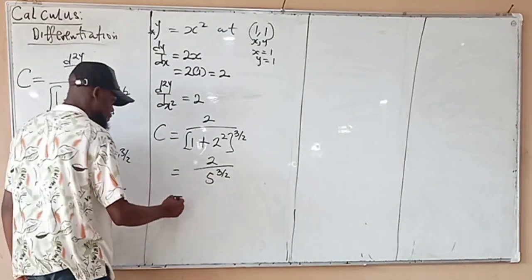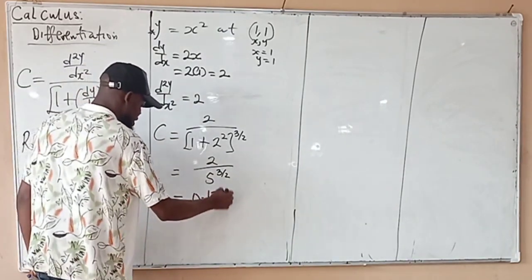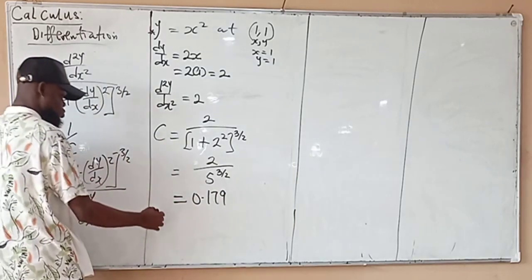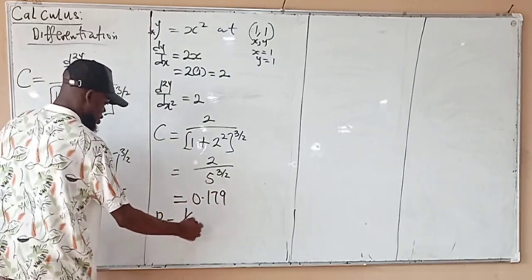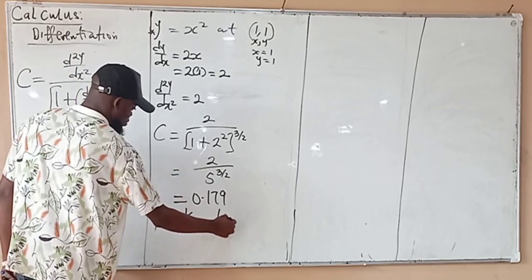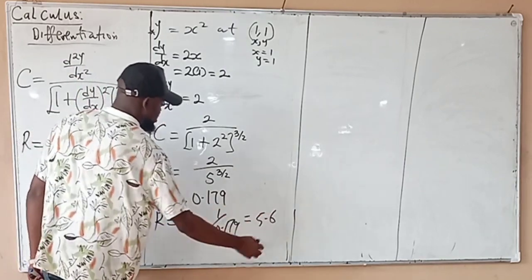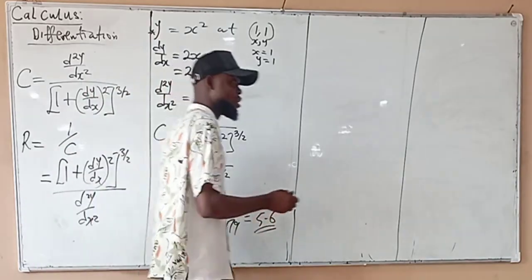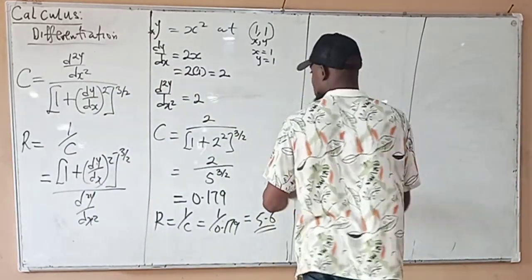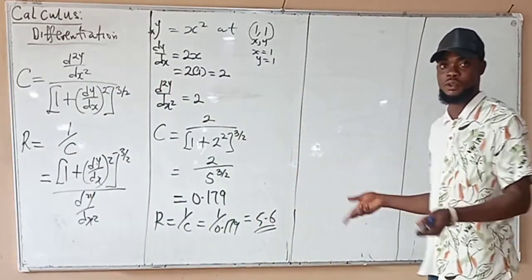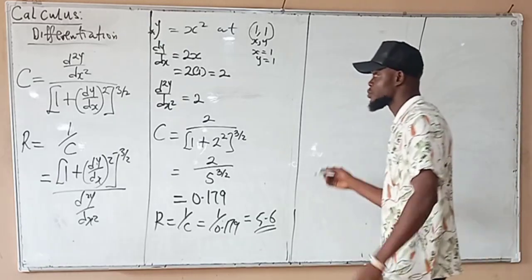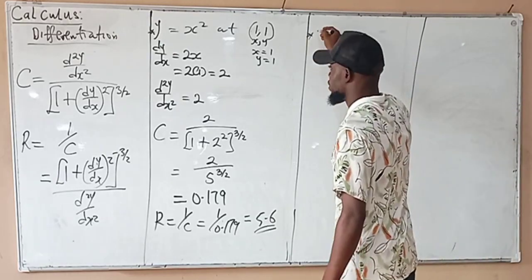So we are going to have 0.179 for our curvature. While the radius of curvature will be 1 over curvature, which is 1 over 0.179. That will give us 5.6 units. So both of them are in units, not square units, because we are looking at just radius and curvature, which is one of length.